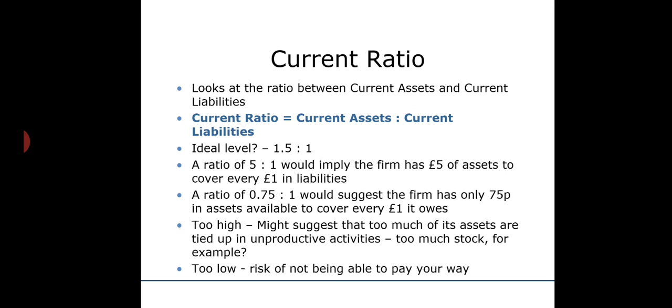A ratio of 5 to 1 would imply that the firm has 5 euro of assets to cover every 1 euro of liability. Means with the help of that ratio you can easily calculate it. If you are looking for a profitable level in your financial institute, then your current asset should be greater than your current liability. The ideal level is given as 1.5 to 1. Okay, what is the too high level? It might suggest that too much of the assets are tied up in unproductive activity and too much stock, for example.